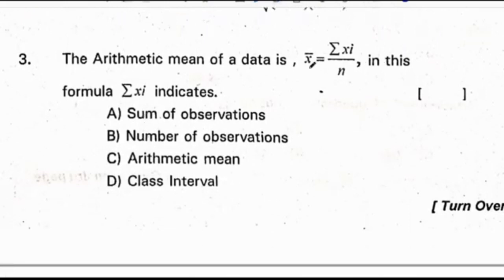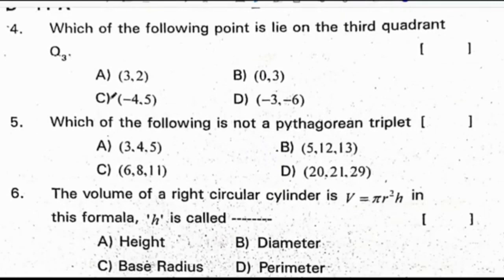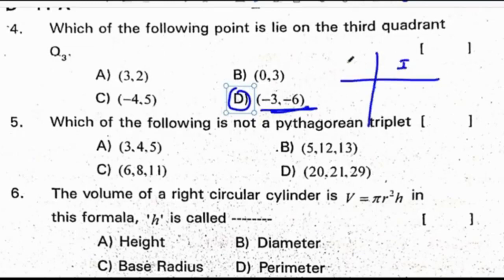The arithmetic mean of the data x bar equal to sigma xi by n. In this sigma xi is sum of observations and n is number of observations. So correct option is A. Fourth question, which of the following point lies in the third quadrant? So in the third quadrant all are negative, so -3, -6. So here we have first quadrant, second quadrant, third quadrant. In the third quadrant x has negative values, y also has negative values. So -1, -2. So both negative is the third quadrant, -3, -6.